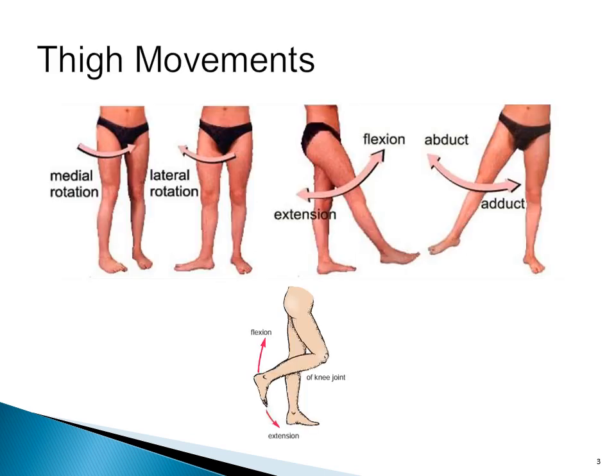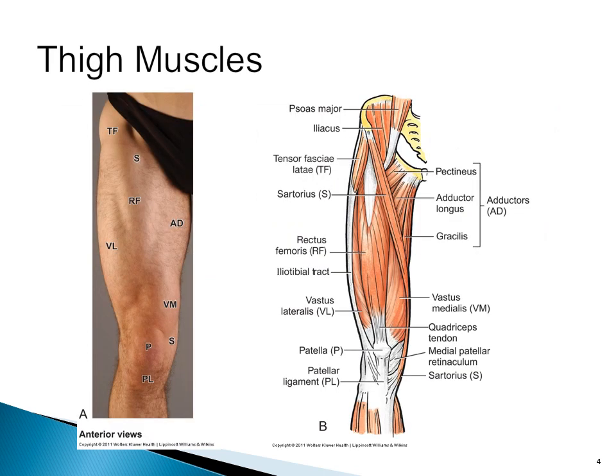This slide shows the thigh movements: medial rotation, lateral rotation, extension, flexion, abduction, adduction. It also shows flexion and extension of the lower leg at the knee joint. This slide shows the surface anatomy of the thigh muscles along with the anatomical structures.